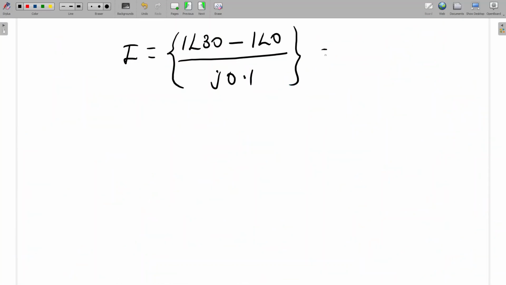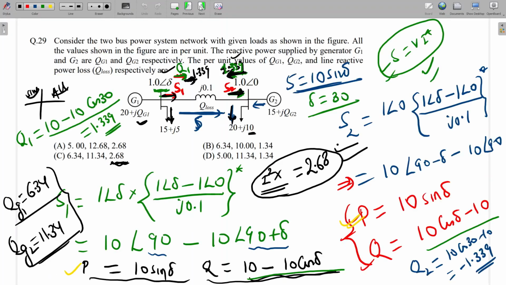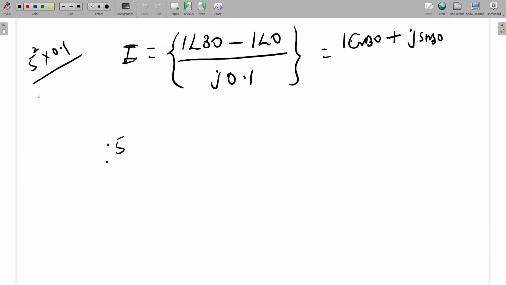This will be 1 cos 30 plus j sin 30 amps. This magnitude, how much are you getting? 5. Okay, let me calculate also. So 5 square into 0.1, how much are you getting? That should be 2.68. You are getting 2.5? Approximately, I think 2.5. Okay, approx we are getting.